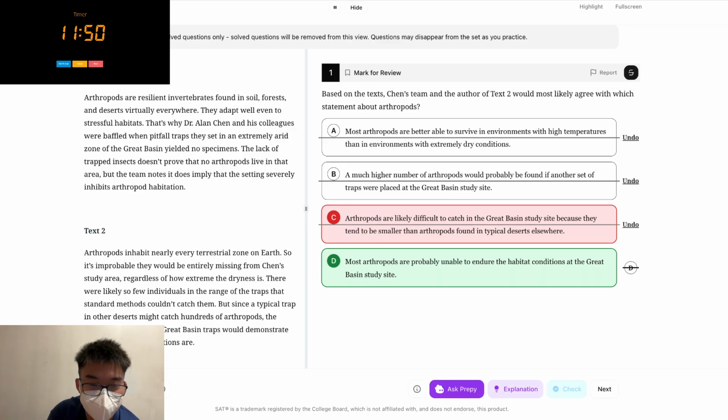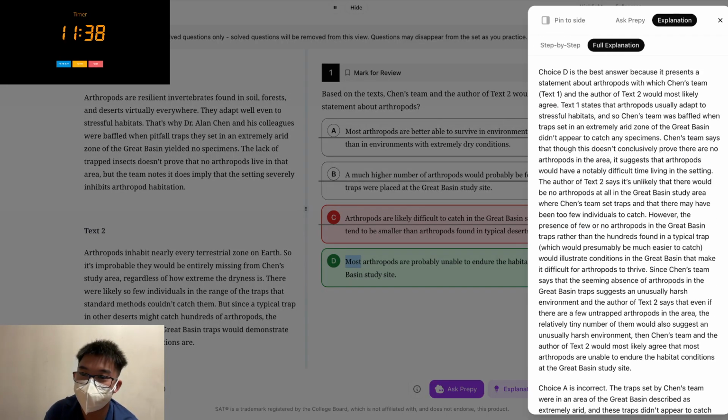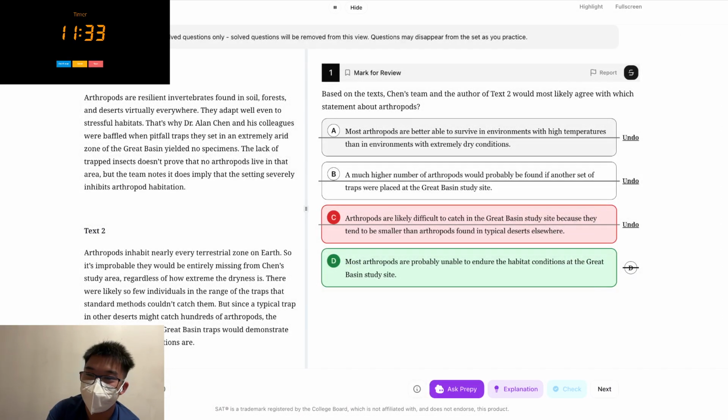This one is supported because it said they are scarce, but you can find them, so they are able to endure it. But they're able to endure it, but most of them are not able to endure it. So yeah, I really screwed up on that part. Okay, cool. Let's go next.